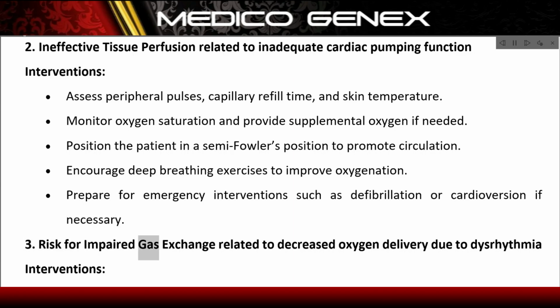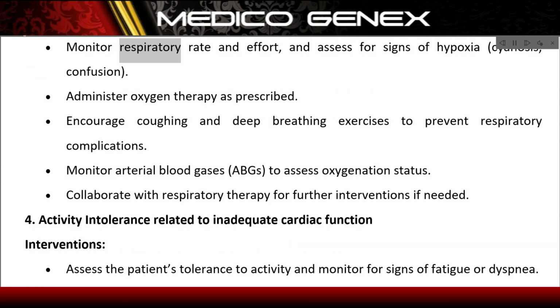3. Risk for impaired gas exchange related to decreased oxygen delivery due to dysrhythmia. Interventions. Monitor respiratory rate and effort, and assess for signs of hypoxia, cyanosis, confusion. Administer oxygen therapy as prescribed. Encourage coughing and deep breathing exercises to prevent respiratory complications. Monitor arterial blood gases, ABGs, to assess oxygenation status. Collaborate with respiratory therapy for further interventions if needed.